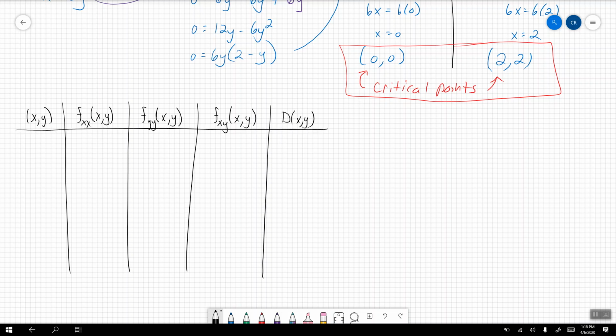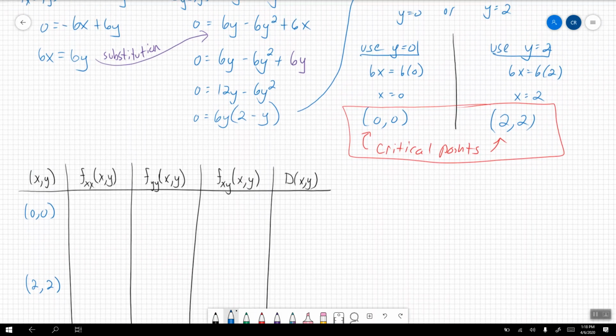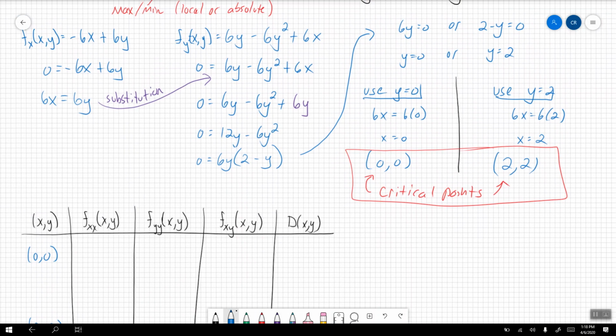All right, here we go. My first ordered pair was 0, 0. Second ordered pair was 2, 2. Now we need the second order partial derivatives. I don't think we've calculated that yet. So I'm going to go through and make some of these calculations here. So f double prime of x, that's going to be what, -6?